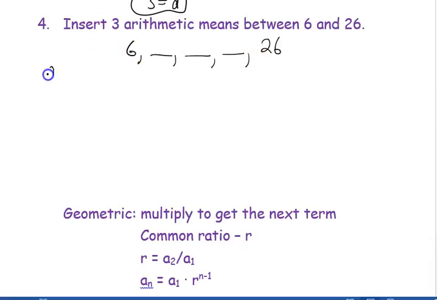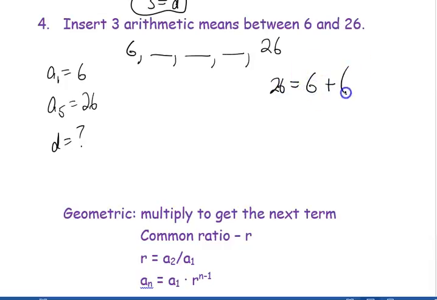I know that the first term is 6, so I know a sub 1 is 6. And I know that the 1, 2, 3, 4, 5th term is 26, so a sub 5 is 26. I don't know my d. That is the question. So I'm going to use that formula again. I know a sub 5 is 26, so 26 is going to equal a sub 1 plus n minus 1. The n that I'm using is 5 because I'm using a sub 5 over here. So 5 minus 1 d. So 26 is going to equal 6 plus 4d.